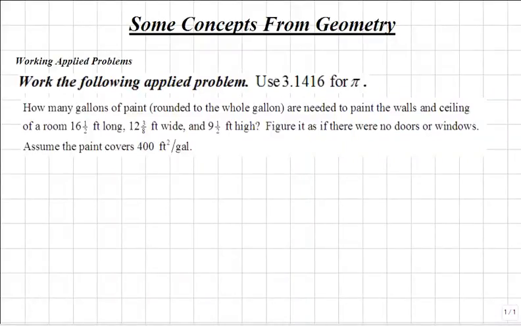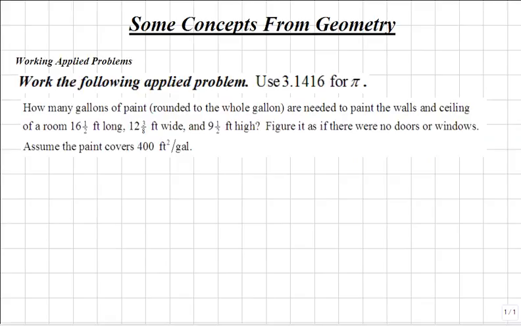Let's work the following applied problem. How many gallons of paint, rounded to the whole gallon, are needed to paint the walls and ceiling of a room that is 16.5 feet long by 12 3/8 feet wide by 9.5 feet high? Figure it as if there's no doors or windows, and assume the paint covers 400 square feet per gallon.